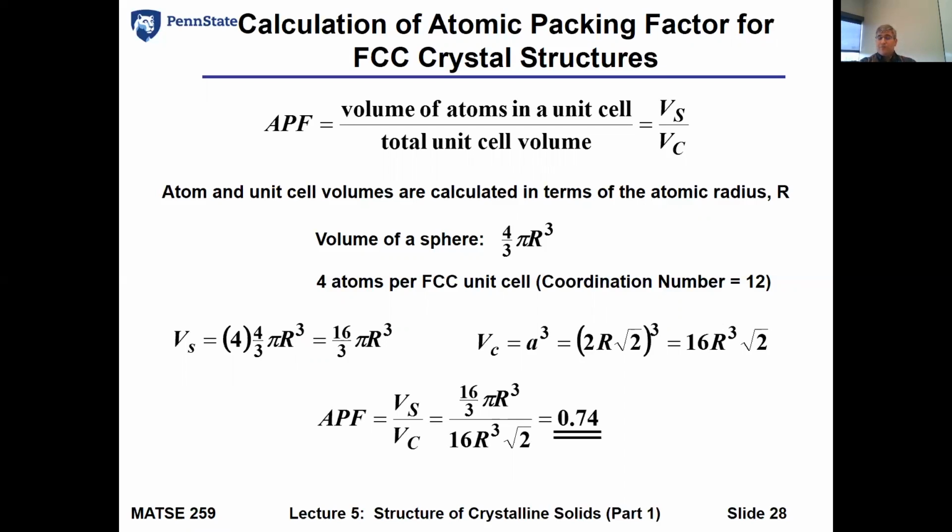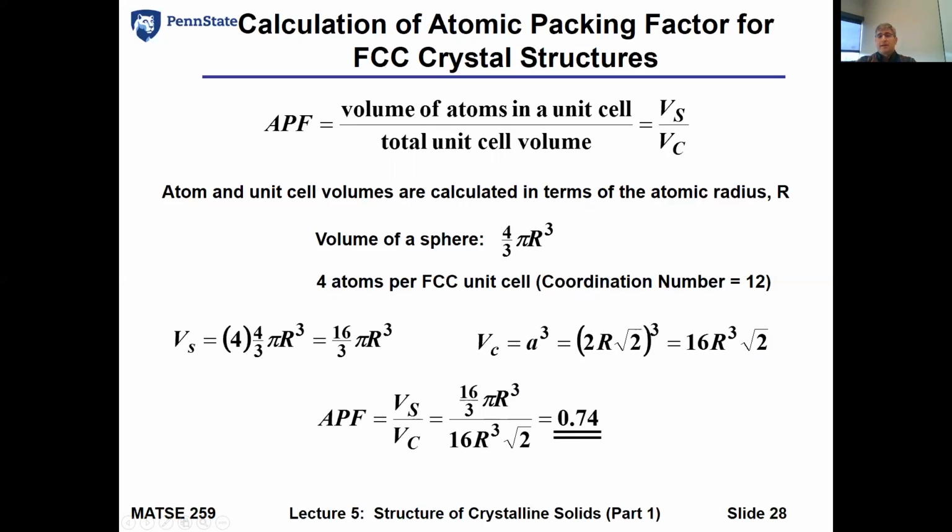Now we know that there are 4 atoms per FCC unit cell. And if we think about that, the number of nearest neighbors is 12. So that's where that coordination number comes in. And so the volume of the atoms in the unit cell is just 4 times that. So we know what that is. We know what the volume of the unit cell is from our previous calculation. Fortunately, we see that our r's cancel out. And the number to remember, and if I were you, I would highlight it and really note it, is the atomic packing factor of FCC.